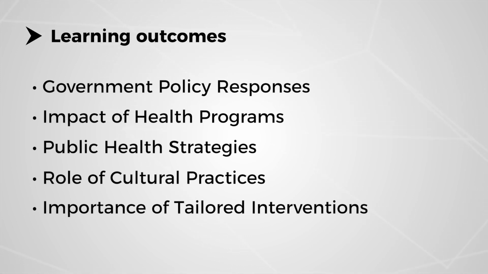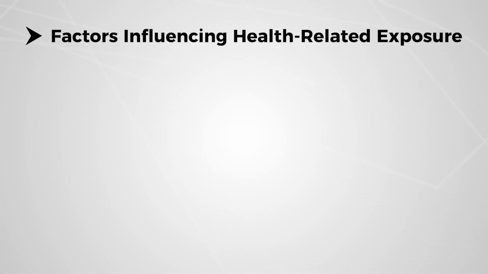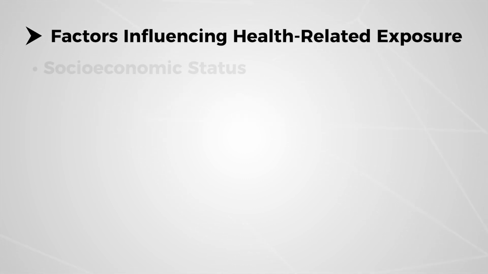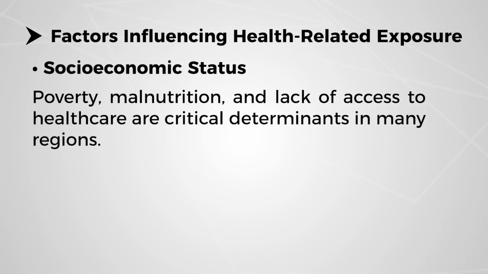So let us have the introduction: factors influencing health-related exposures. Climate is a factor. For example, regional climatic conditions like heat, humidity and rainfall significantly influence disease patterns. Socio-economic status, like poverty, malnutrition and lack of access to health care, are critical determinants in many regions.